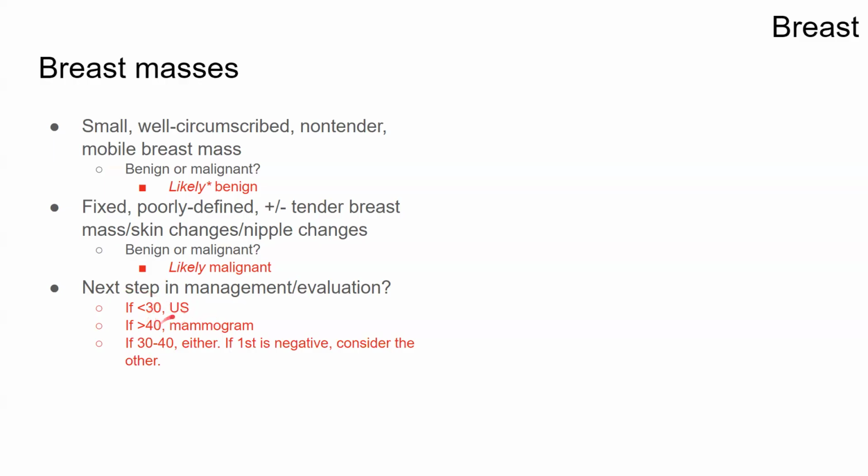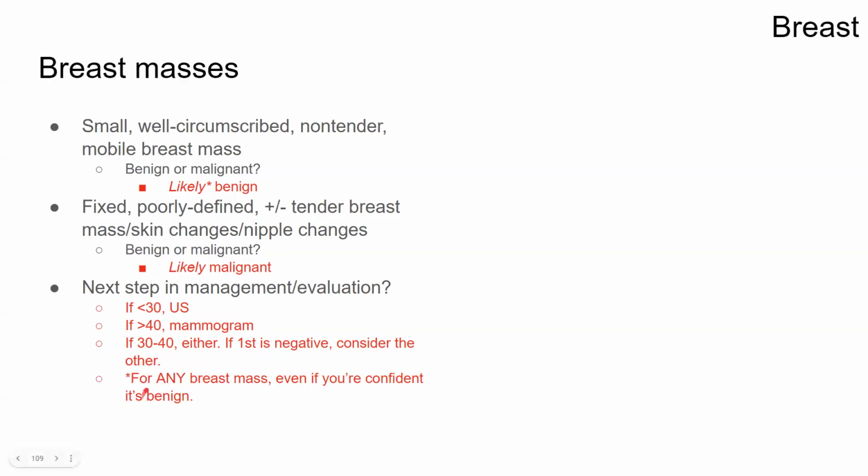And then if they're in that weird 30 to 40 years old window, you can make a decision about either getting an ultrasound or a mammogram based on how the patient presents to you. There's no wrong answer. But if, let's say, they're 35 and you get an ultrasound and it's negative, but you're still concerned for a mass, you would consider getting the other imaging modality.